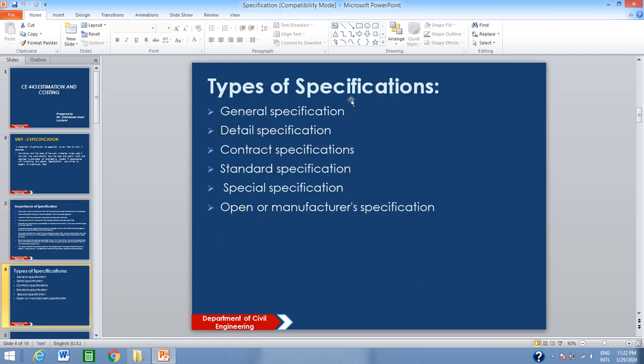Then what are the types of specification? There are general specification, detailed specification, contract specification, standard specification, special specification, and open or manufacturer specification. Now we are going to discuss in detail what these types of specification are.